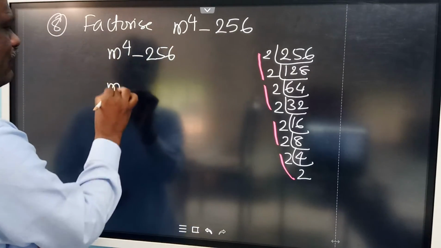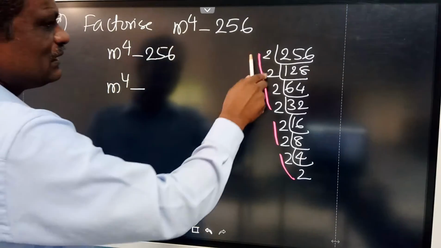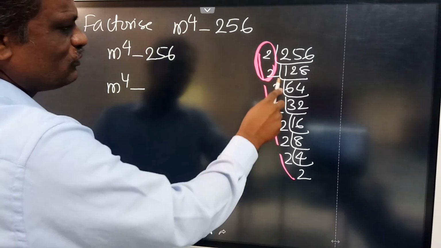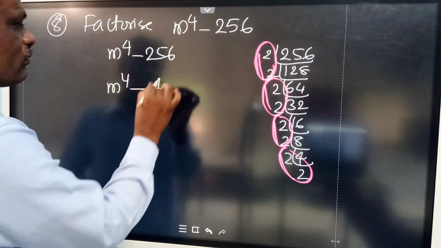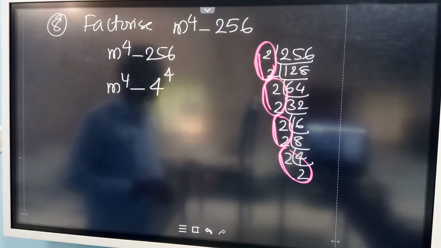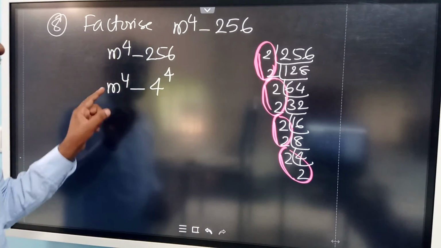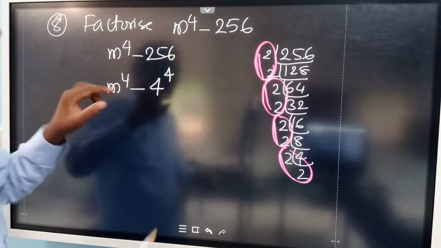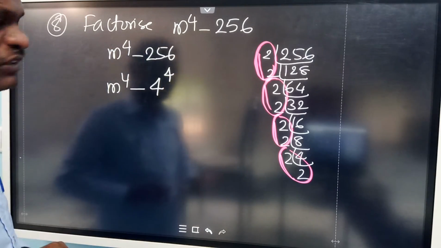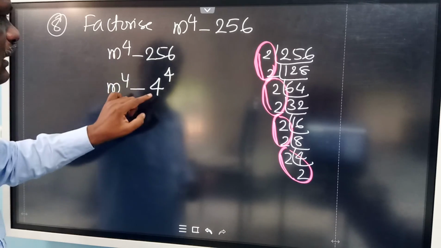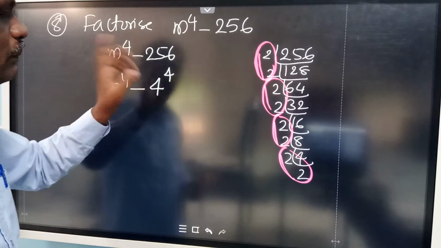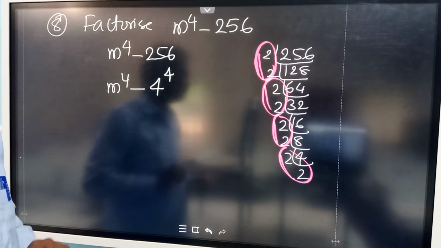So you can write m to the power 4. Instead of writing 256 like this, you write it as 4 to the power 4, you can write it, isn't it? Because I want the fourth power only, the same power as the m to the power 4, so 4 to the power 4 only I wanted in the place.